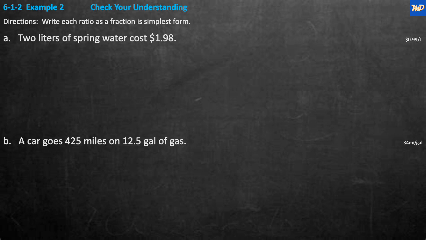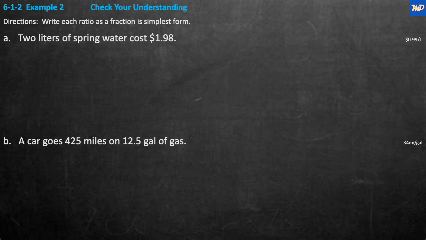Example 2. Let's check your understanding. The directions are write each ratio as a fraction in simplest form. So you'll get a fraction and then put it in simplest form. Why don't you go ahead and stop the video? When you come back, we'll take over from there.